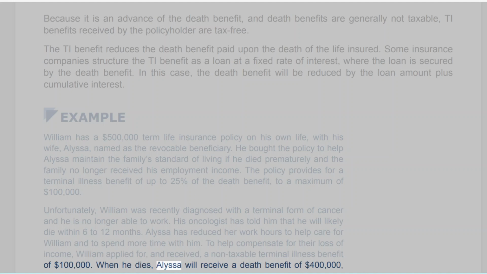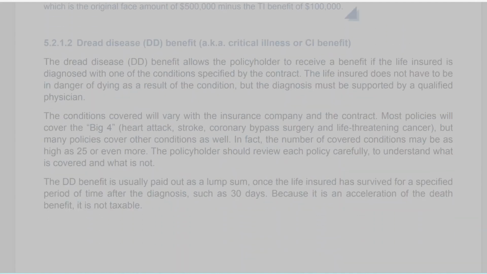When he dies, Alyssa will receive a death benefit of $400,000, which is the original face amount of $500,000 minus the TI benefit of $100,000.